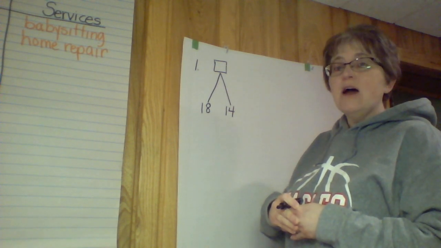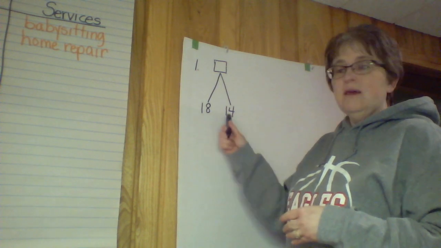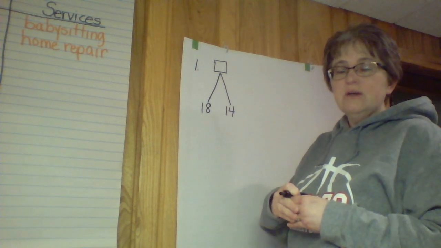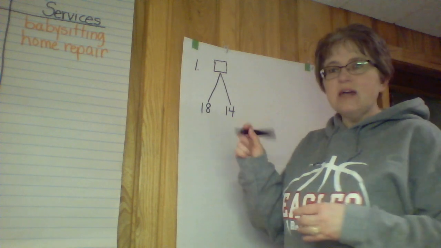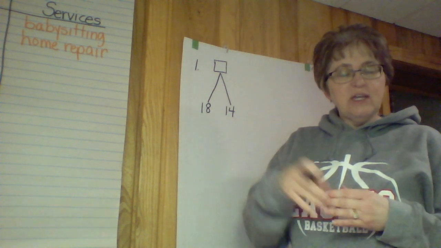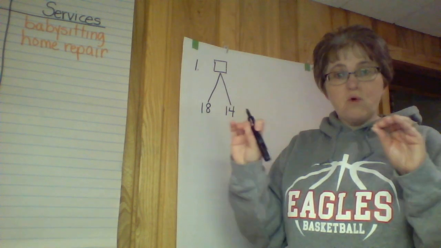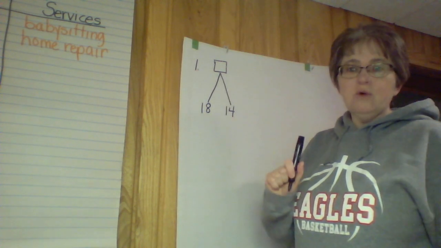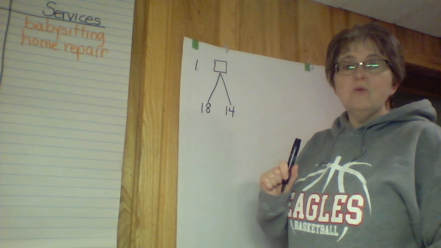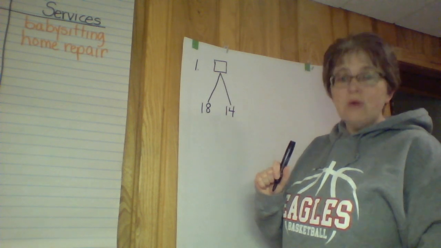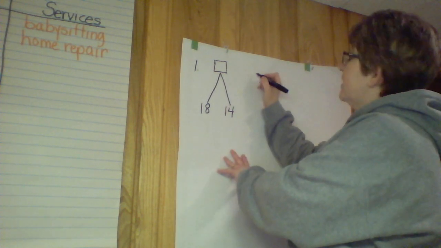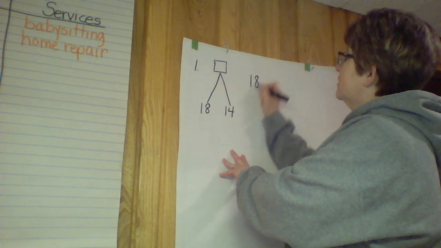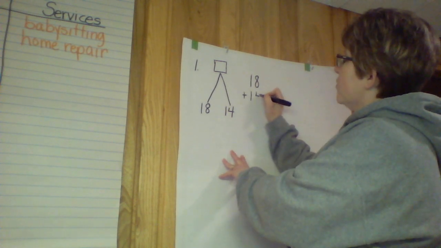Okay, now we want to make an equation. And since these are double digits, I'm going to write my equation in a vertical form rather than horizontally. Okay, so I want to find the total, so we are going to do what? We are going to add. So let's add 18 plus 14.